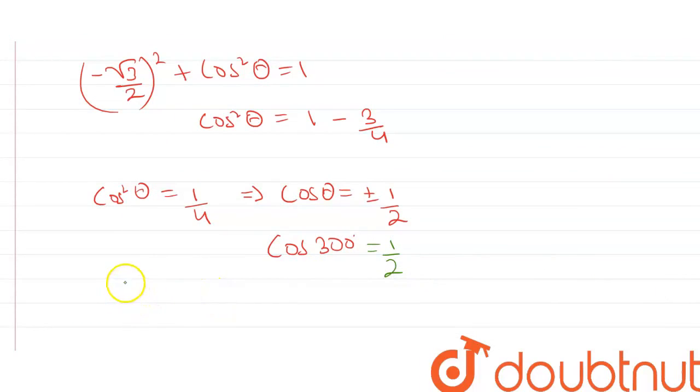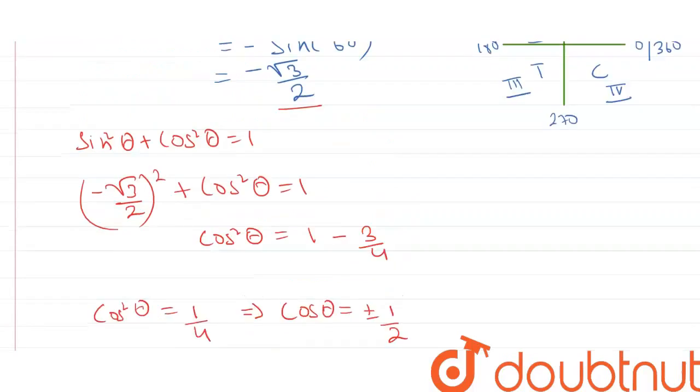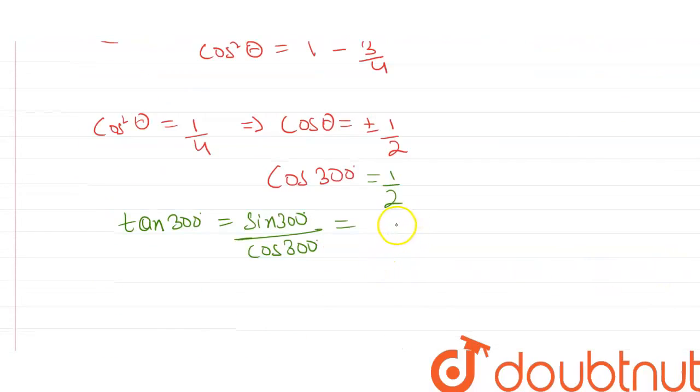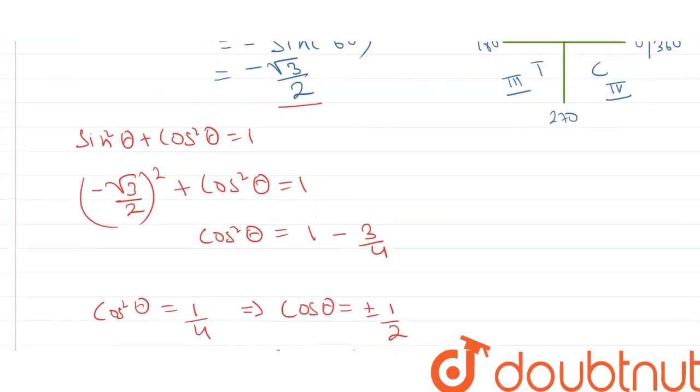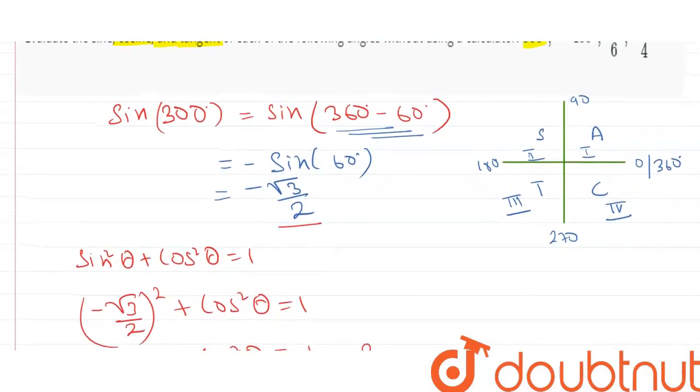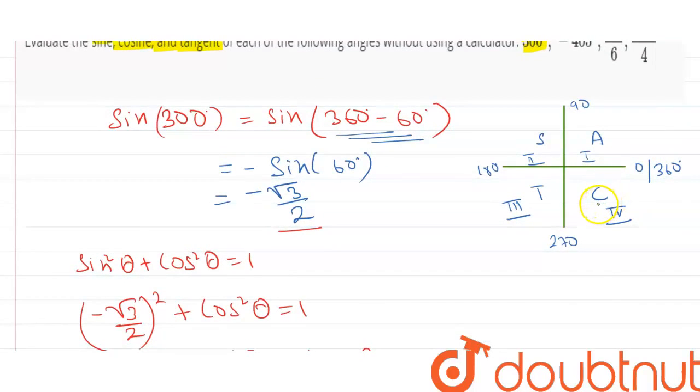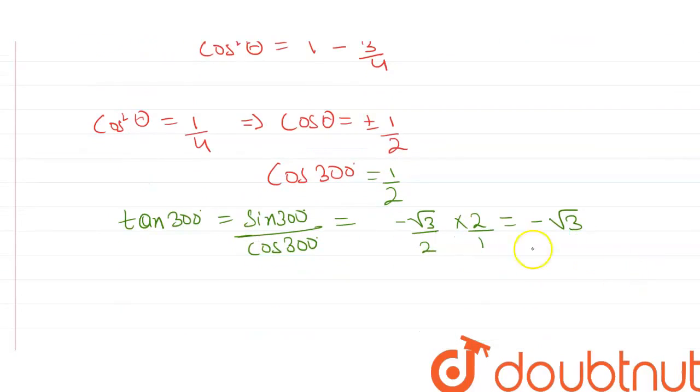Now coming to the tan part. Tan 300 is equal to sine 300 upon cos 300. The value of sine 300 we have already calculated. What is that? Minus root 3 by 2 divided by 1 by 2. So the value comes out to be minus root 3. We can also check whether the value is correct or not: 300 lies in the fourth quadrant, and the value of tan in the fourth quadrant is negative. And we have got the answer accordingly.